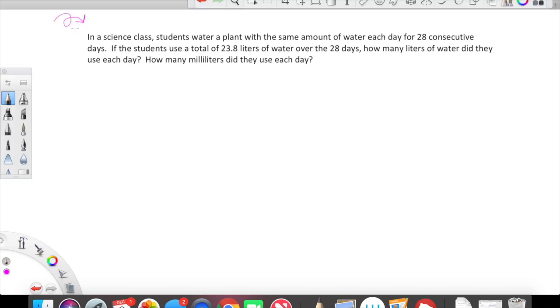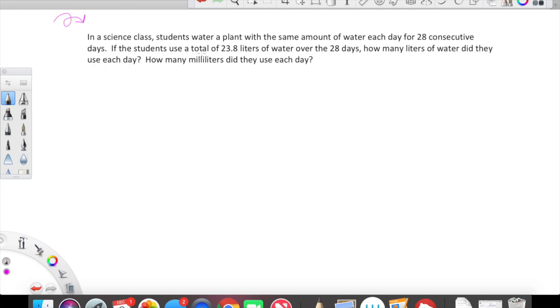We have, in a science class, students water a plant with the same amount of water each day for 28 consecutive days. I'm wondering, did they have to come in on Saturdays and Sundays? Those are some dedicated students. If the students use, maybe they're at boarding school, so they live there.